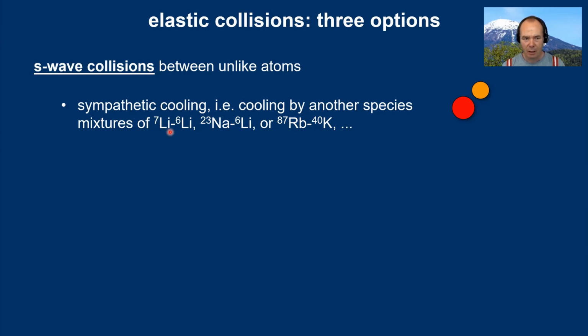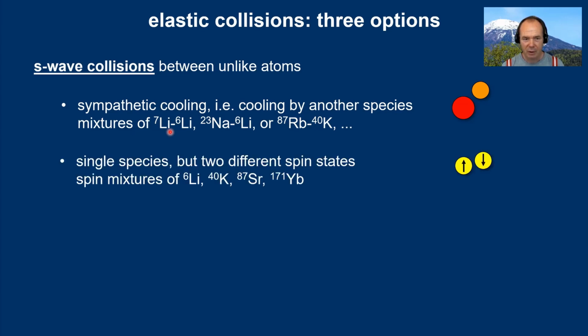Second option, you stay with unlike, non-identical particles. You use a single species, but you use two different spin states. And this is done with lithium-6. It works very well in some experiments, also with potassium-40. It works with strontium-87 with many different spin states, with ytterbium and probably some other species. So collisions between non-identical atoms. It's important that one atom is necessarily in a different spin state. So this does not work if there are inelastic losses. But there is a third option now, which is relatively new.